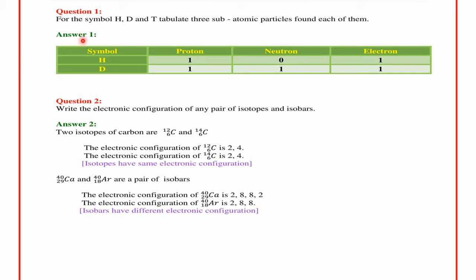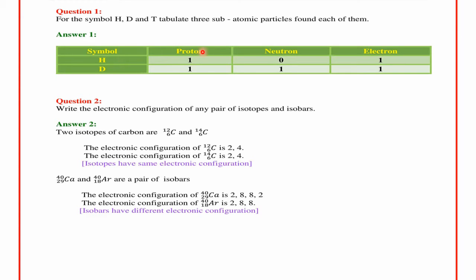One more question. For the symbols H, D, T, tabulate the three subatomic particles found in each of them. What are these H, D, T? They are the isotopes of hydrogen: protium, deuterium, and tritium. This hydrogen is called protium, or the proton.